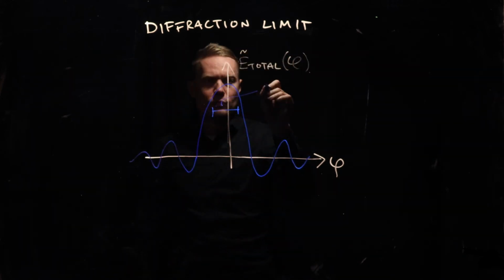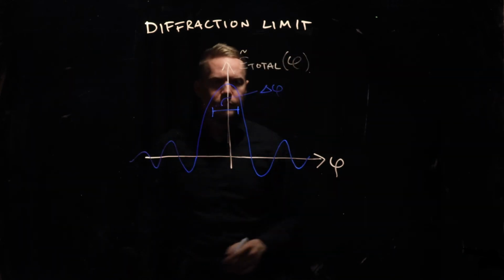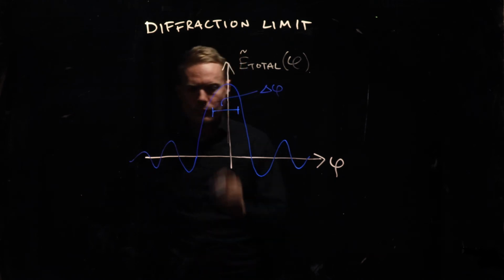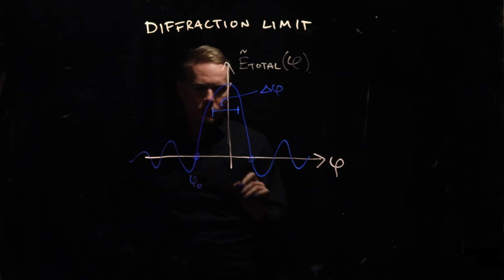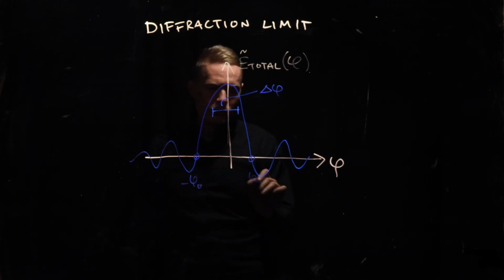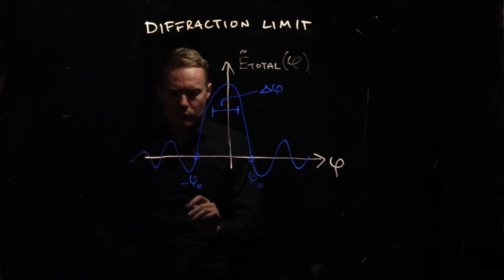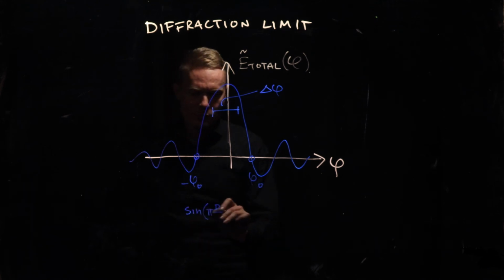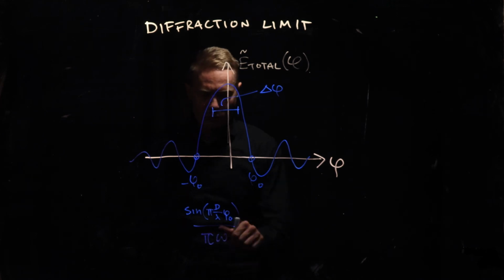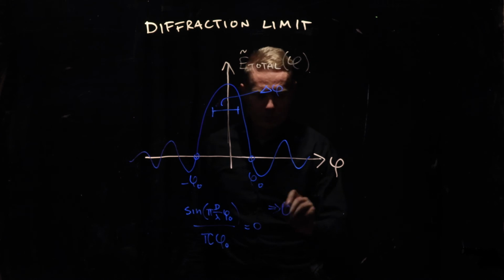So this is the plot of the sinc function. Delta phi is the width of the main lobe of the sinc function. We can use the first zero crossings of the sinc function to estimate the width of the main lobe. Now this is the equation for the sinc function, which we just derived earlier, and we're looking for the zero crossing. We can find the zero crossing by inspecting the sine function.